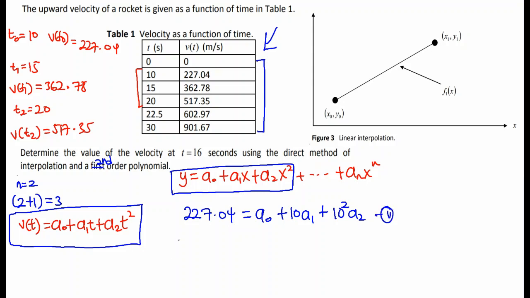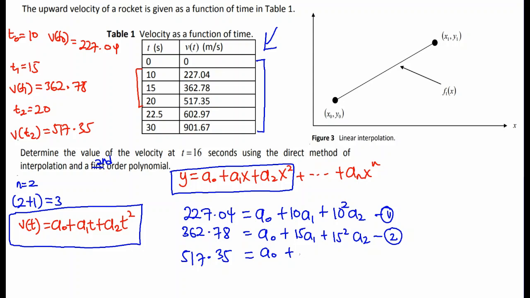Let's consider the second equation. You're going to have 362.78, and that should be equal to a naught plus 15 a1 plus 15 squared a2. This should be equation 2. And then we're going to have 517.35 equals a naught plus 20 a1 plus 20 squared a2. This is our equation 3. So you just have to solve these three equations simultaneously.